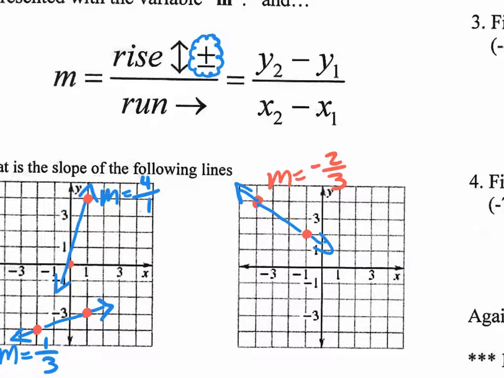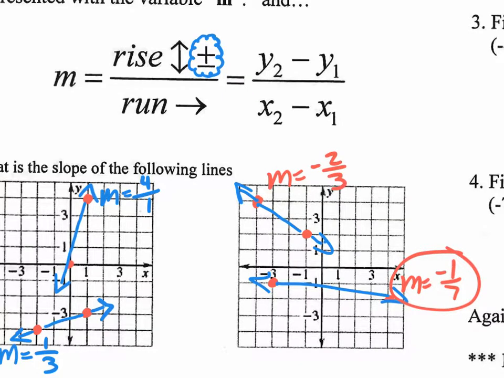Okay, let's do one more. How about, okay, that one's ugly, but you get the idea. We have a coordinate at -3, -1, and we have a coordinate at 4, -2. From this point to that point, from left to right, am I going up or am I going down? Down. How many units do I go down? 1. And how many units do I go over? 7. So what's my slope? -1 over 7. That's my slope.